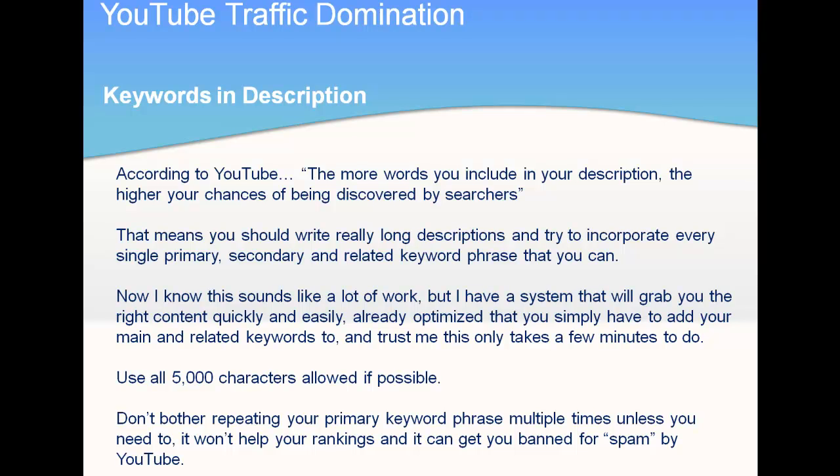Now, I know this sounds like a lot of work, but I have a system that will grab you the right content quickly and easily, already optimized, and you simply have to add your main and related keywords to this. And trust me, this only takes a few minutes to do. Use all 5,000 characters allowed if possible. YouTube allows you to use up to 5,000 characters in the description. Don't bother repeating your primary keyword phrase multiple times unless you need to.